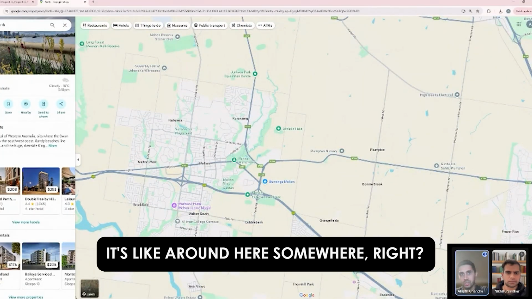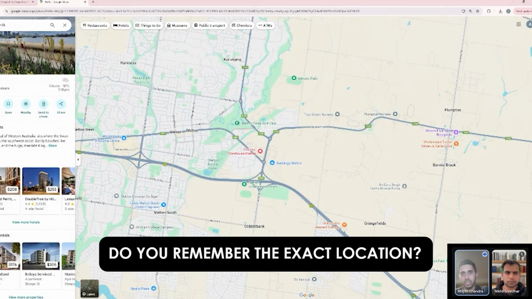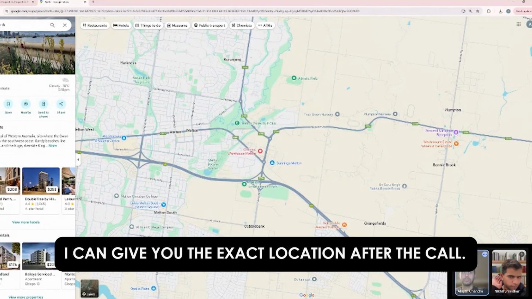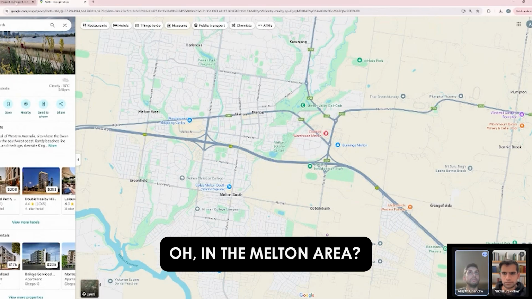Yeah, it's around here somewhere, right? Cobblebank, right, Nick? Do you remember the exact location? No, he's mute. It's around Cobblebank. I can give you the exact location after the call. I've actually got a property around here somewhere off Exworth Road as well. Oh, in Melton area? Yeah.